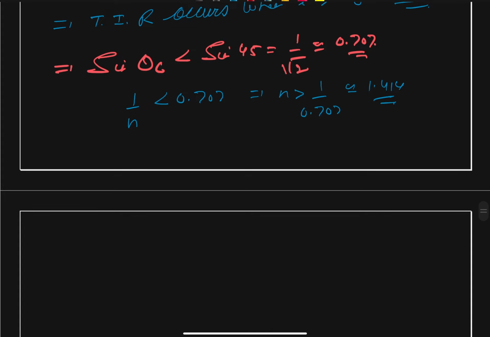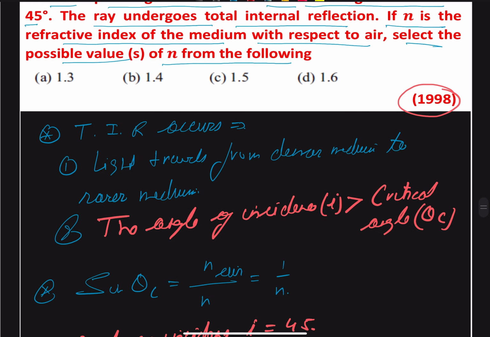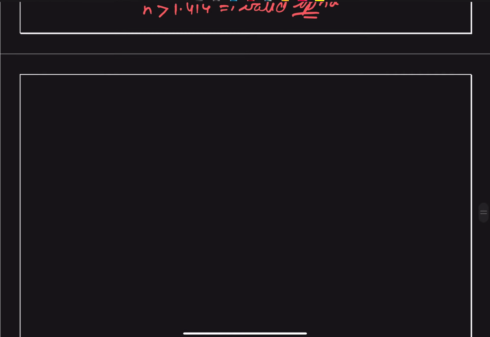So any option which gives a refractive index greater than 1.414 is our valid option. So we can check the given condition. Anything greater than 1.4, we have only two, that is C as well as D. We can say options C and D are correct.